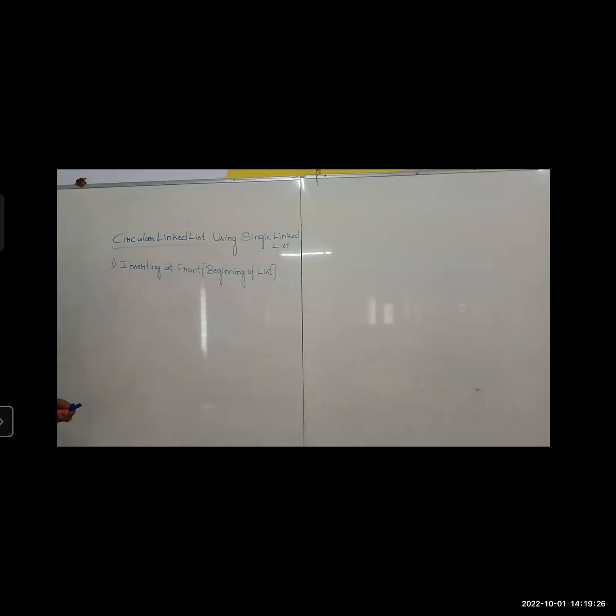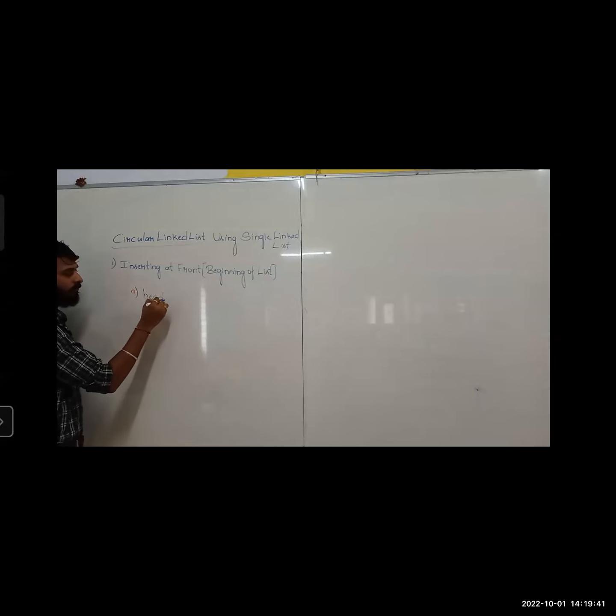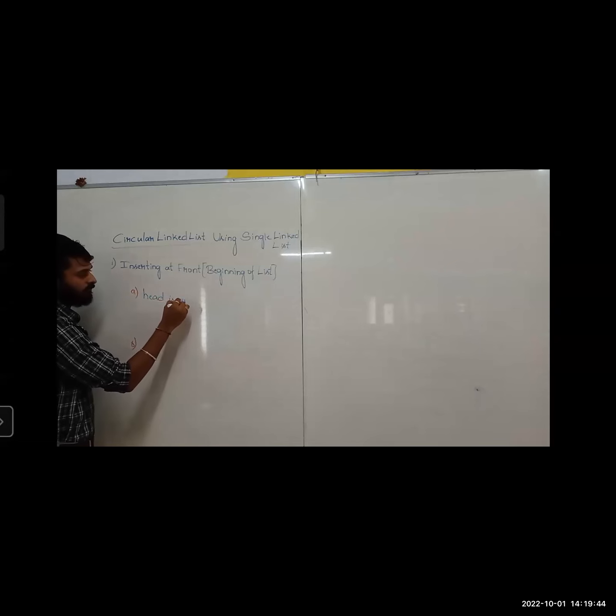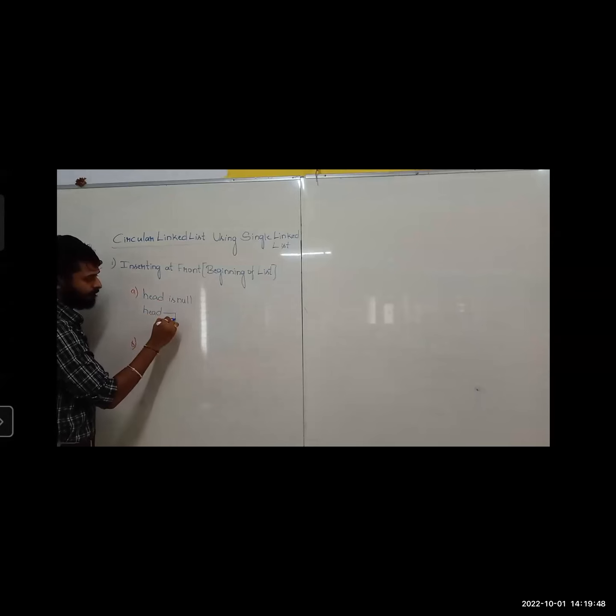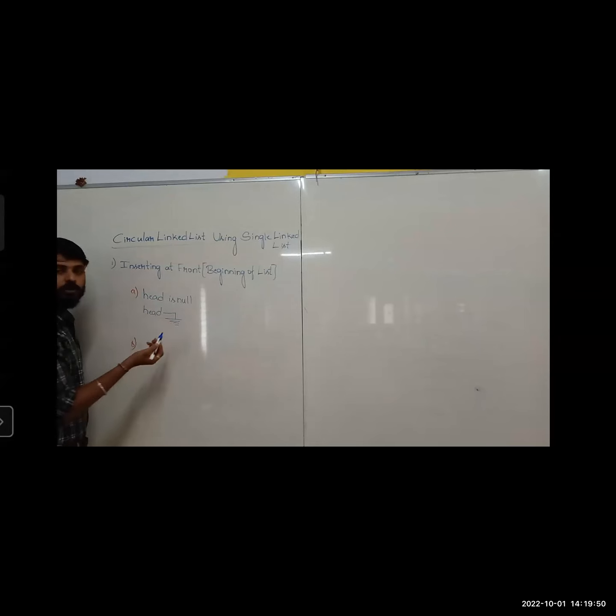So please listen now. Whenever I want to insert a node at the beginning, which are all the cases or conditions I should consider? Two conditions I should consider. First one is, if your head is null, what does that mean? No nodes. When there are no nodes, whatever new node I create, that only should be the first node as well as the last node.